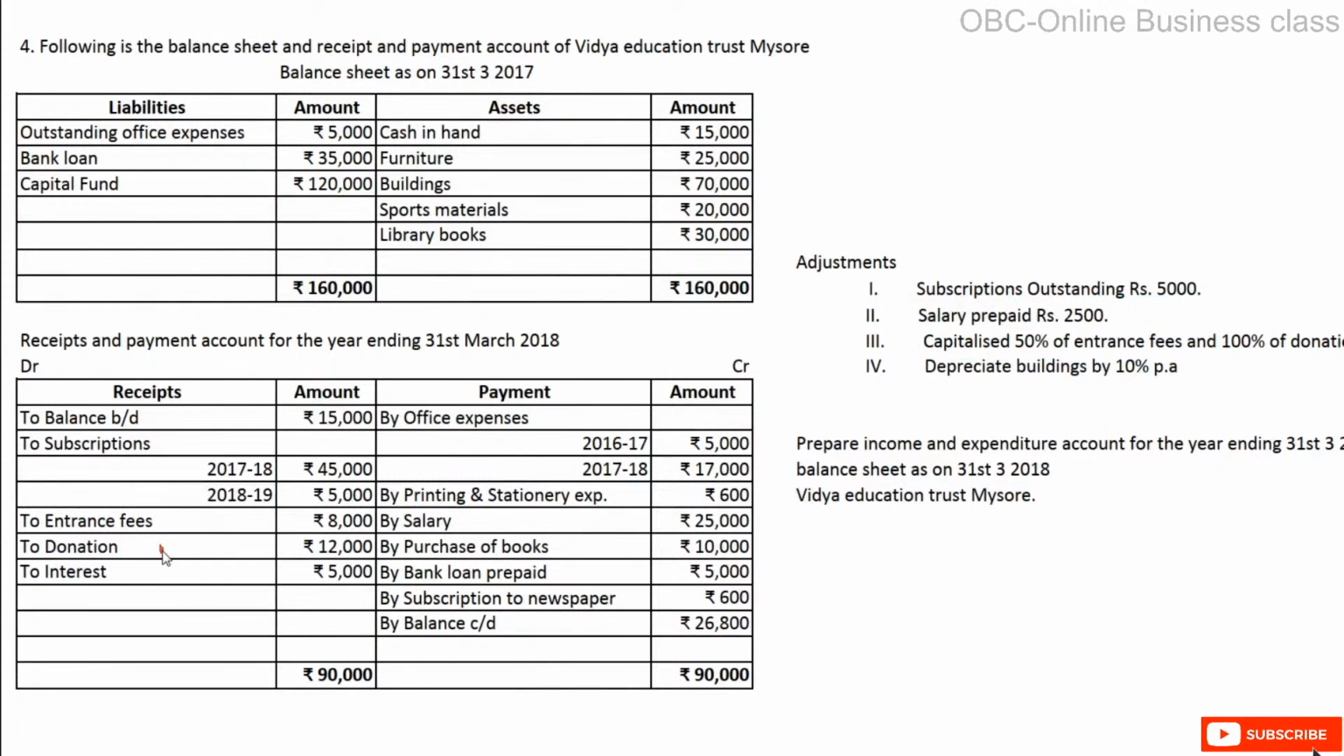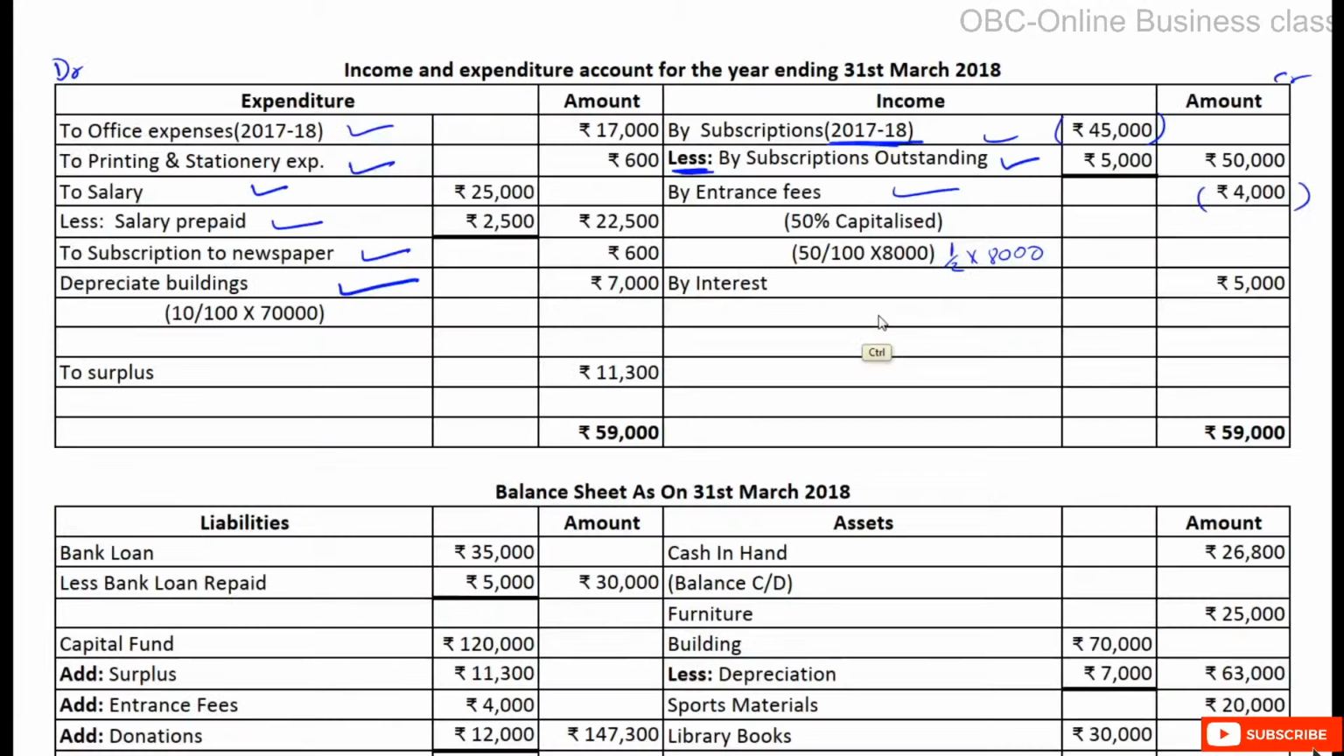Next is donation. Check whether we have any adjustment regarding the donation. It says 100% of donation is capitalized. So the whole thing will be capitalized. You're not writing it in the income and expenditure account. So this item won't be appearing in the income and expenditure account. Next is interest. From the interest they're getting 5,000 rupees. Check whether they have any entry regarding the interest. No, they don't have any entries. So just post as it is, by interest, 5,000. Now you have completed the income and expenditure account.